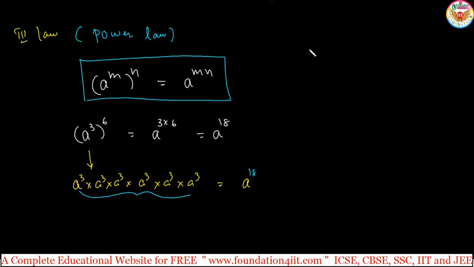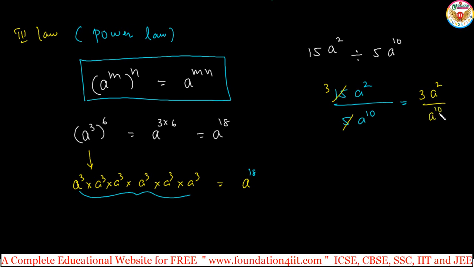Okay, one more example. 15a square divided by 5a to the power 10. If you write in numerator by denominator, 15a to the power 2 divided by 5a to the power 10. We can cancel this. 15 into a square, 5 into a power 10, 5 and 5, 3. Then, up to here, 3 into a square by a to the power 10. Don't cancel 2 and 10. Now, we have a to the power 2 by a power 10. That is a to the power 10 minus 2. 3 by a to the power 8. So up to here we used previous law. So quotient rule we can apply. This we can use together.